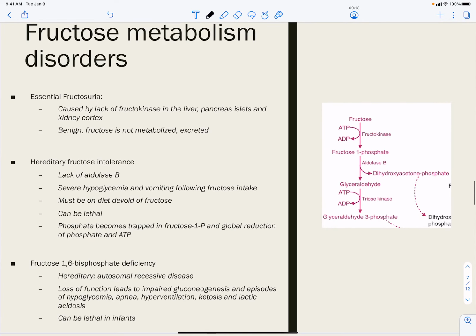Now, there are some fructose metabolism disorders. We have essential fructosuria, and this is going to be caused by a lack of fructokinase in the liver, in the pancreas, as well as in kidney cortex. This is benign. Basically, if you have essential fructosuria, you're just going to simply excrete fructose. You're not going to metabolize it. Now, the more important one is hereditary fructose intolerance, and this is where you lack aldolase B.